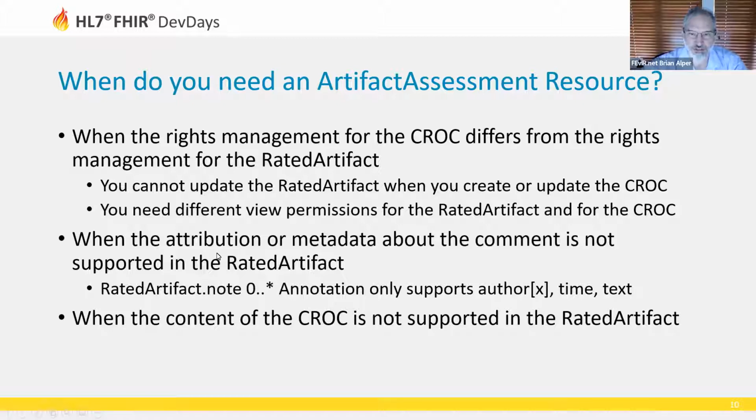Another reason is when the attribution or metadata about the comment is not supported in the rated artifact. In a number of resources we created, we use a note element with an annotation data type. The annotation data type supports a reference or display of the name of the author, supports the time the annotation was made, and a text element for the content of the annotation. But if you want to give any other attribution, reviewers, editors, or any other metadata to the annotation, then we need another resource for it.